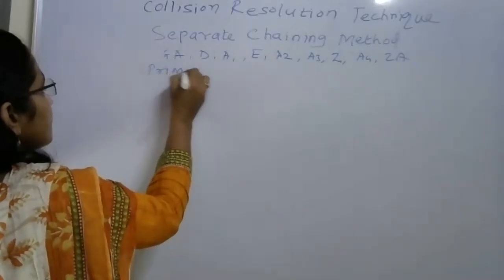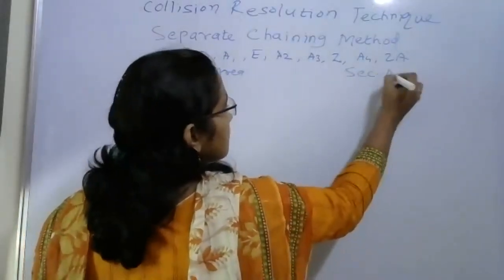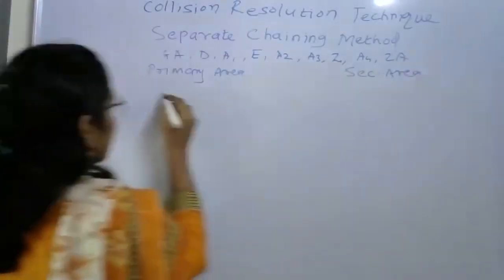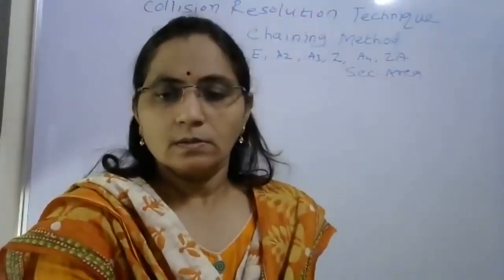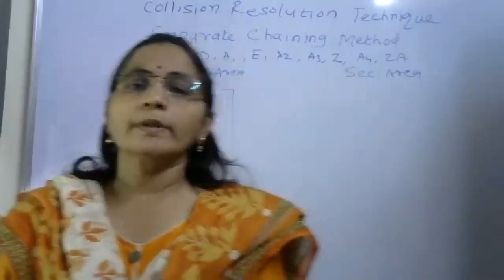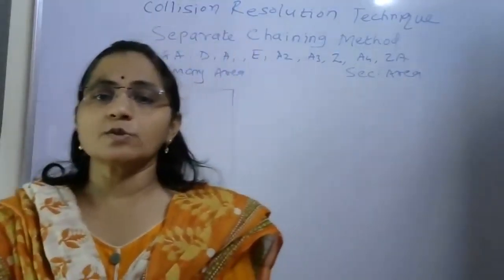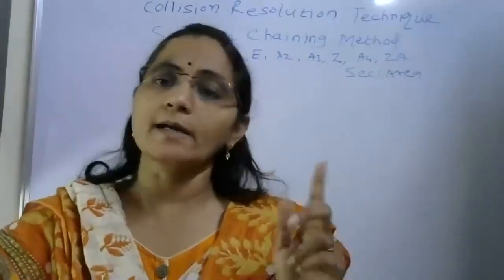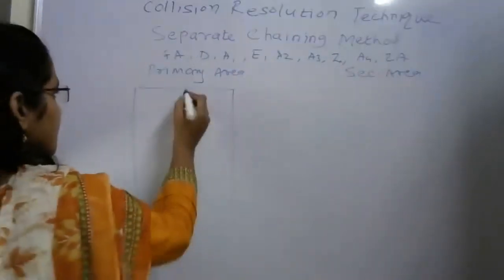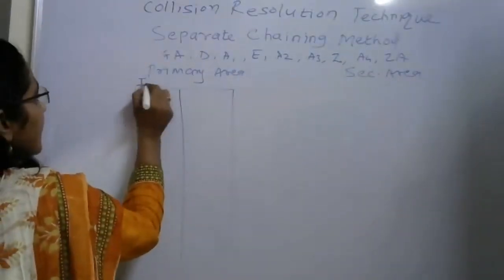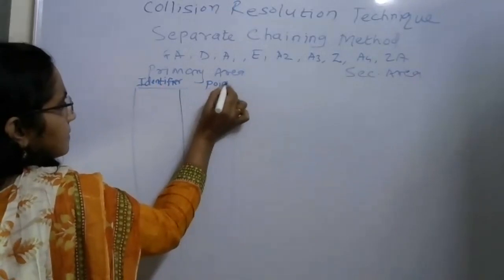Suppose this is the primary area, and this is the secondary area. Now, in the second collision resolution technique, the separate chaining method, you maintain two different areas, primary area and secondary area. The primary area consists of two columns, identifier and pointer, which means it consists of two parts. The first part is for the identifier and the second part is for the pointer.